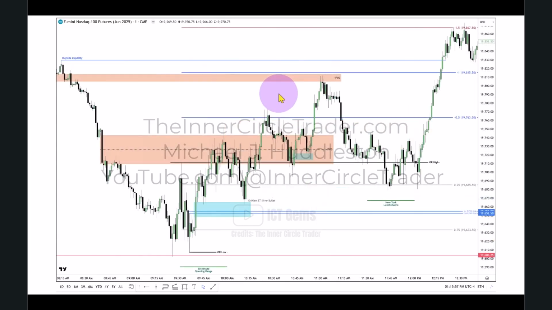Moving forward in time, here's that inversion fair value gap that was projected over here, and that buy that was running off of that. Then the market retraces and trades down. And what is it doing? It's trading back inside of the opening range. I'm not saying opening range gap. It's the opening range. It's the first 30 minutes, 9:30 to 10 o'clock Eastern time.